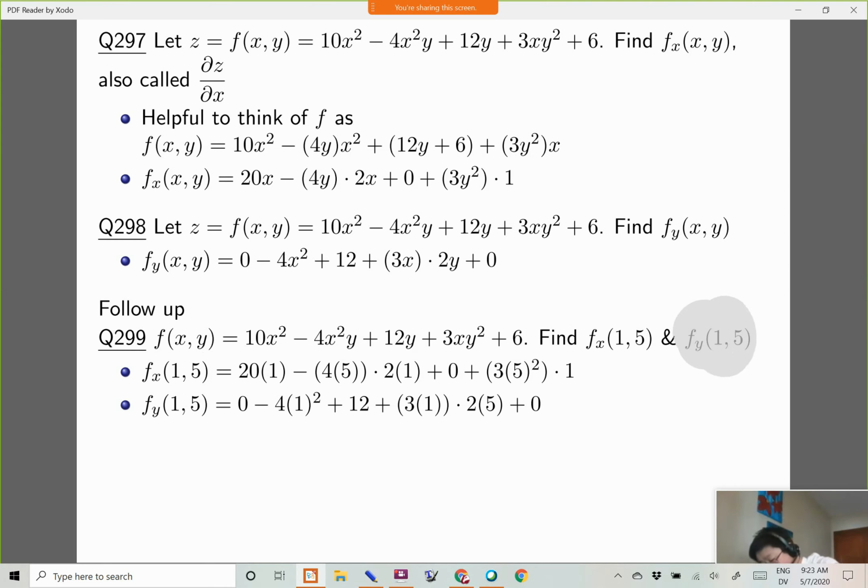Same deal for the other half of this, to find f sub y of 1, 5. We had just computed, in the middle example here, f sub y of xy. So I copy pasted that down there, and I just replaced every x with a 1 and every y with a 5.